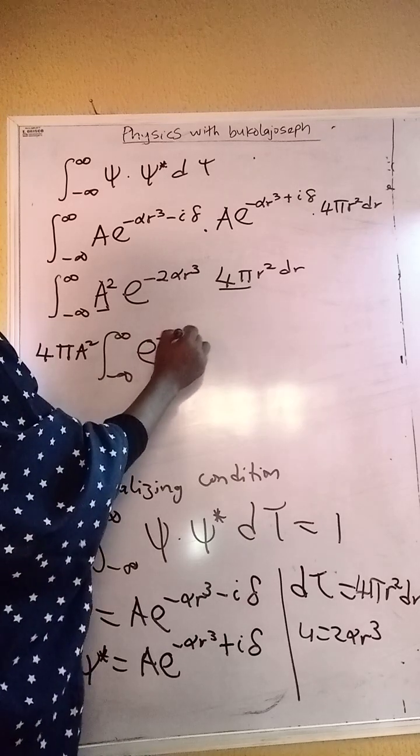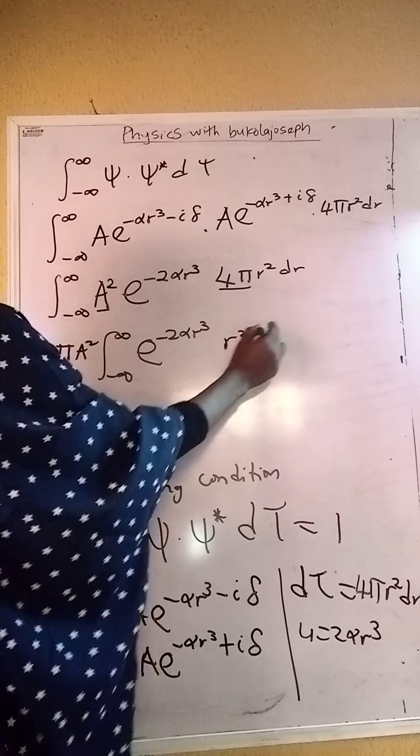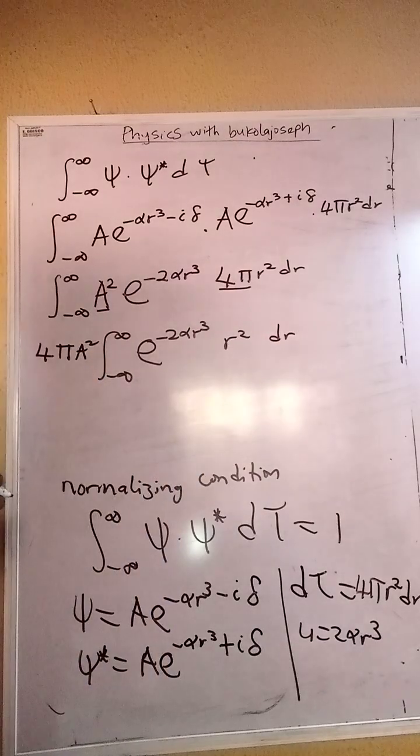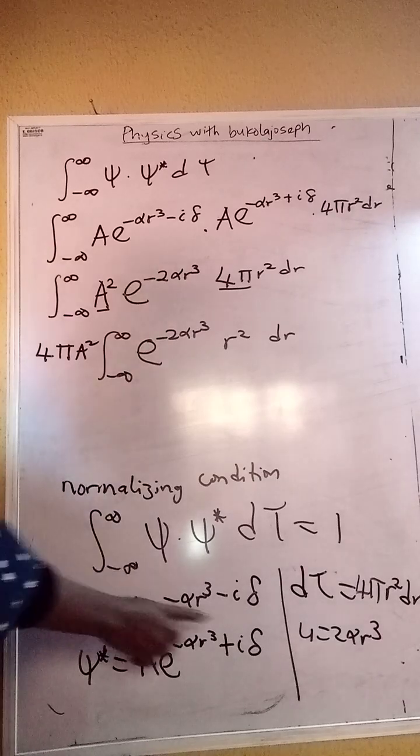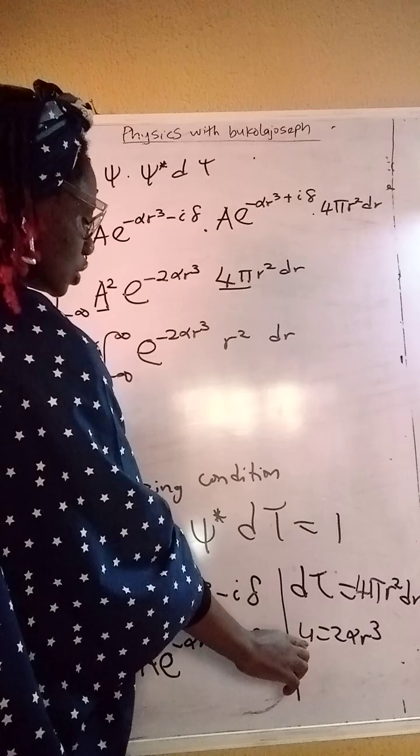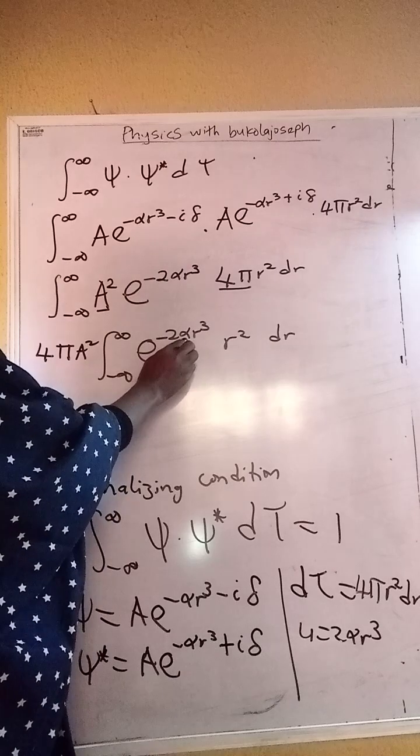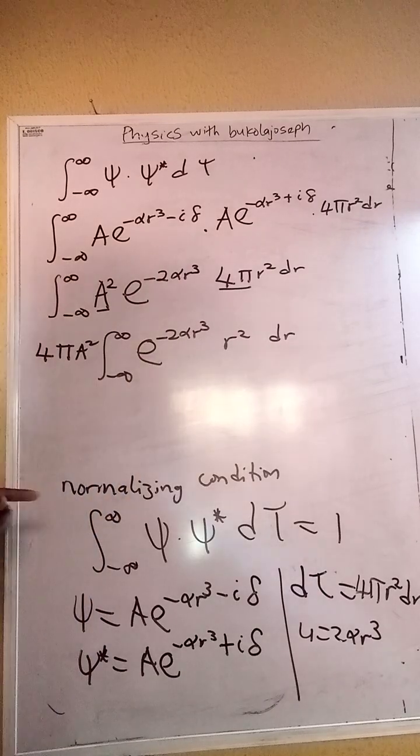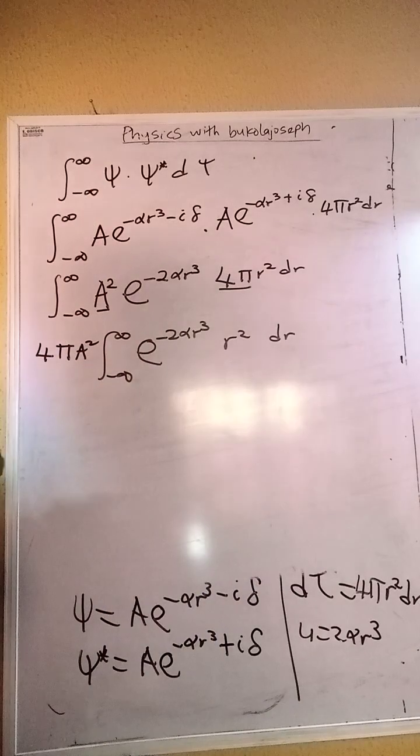Exponential minus 2 alpha r cubed. Then this r squared, we have r squared dr. Okay, so what do we do next? We are going to substitute. Remember, during integration we should take u equal to 2 alpha r cubed. Okay, so we substitute.